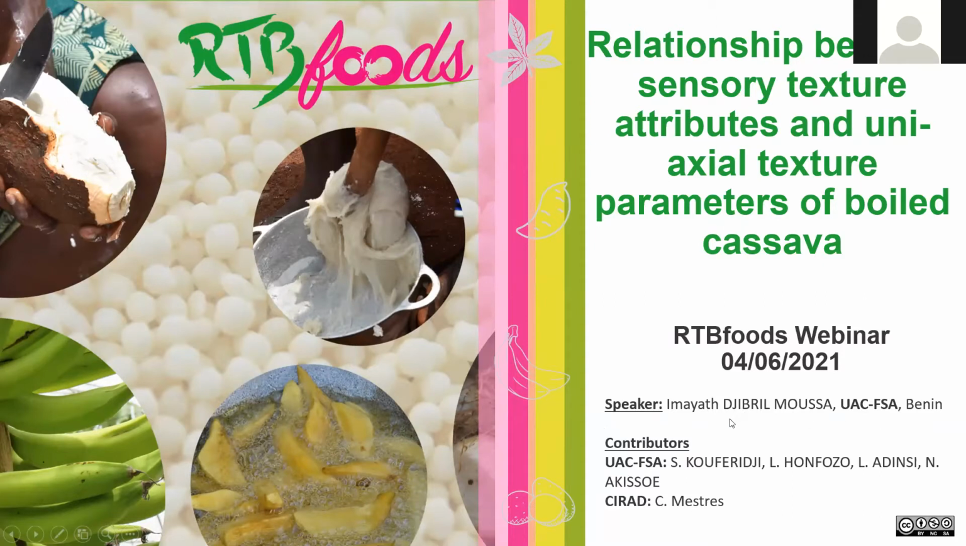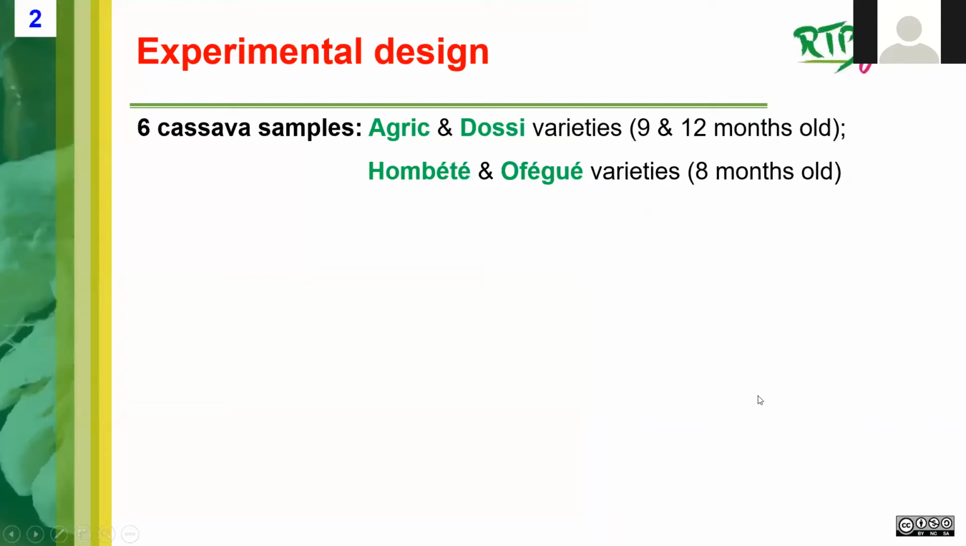I've been appointed to make today's presentation, which aims at understanding the relationship between the sensory texture attributes of boiled cassava and the instrumental texture parameters. To achieve this goal, 6 cassava samples from 4 cassava varieties were used. We have Agric and Dosi varieties, which were collected at 9 and 12 months old, and also Hombete and Ofege varieties, which were collected at 8 months old.